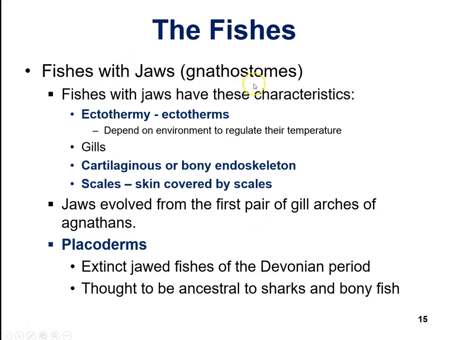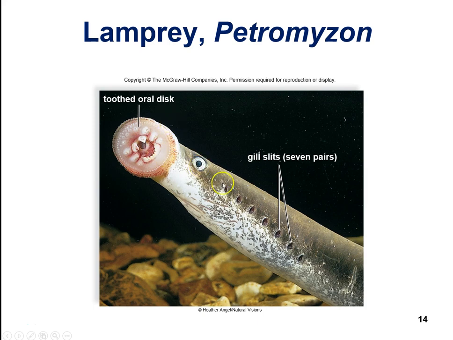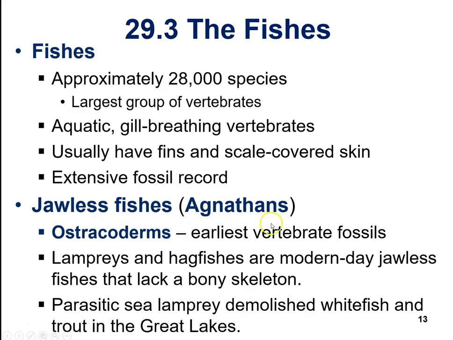If we're talking about fishes with jaws, those are gnathostomes. Let's talk about some characteristics of jawed fishes. There are not many species of these jawless fishes.